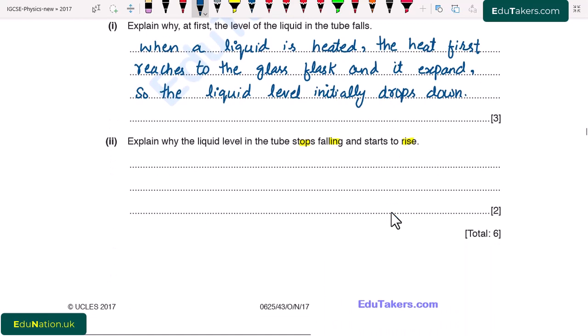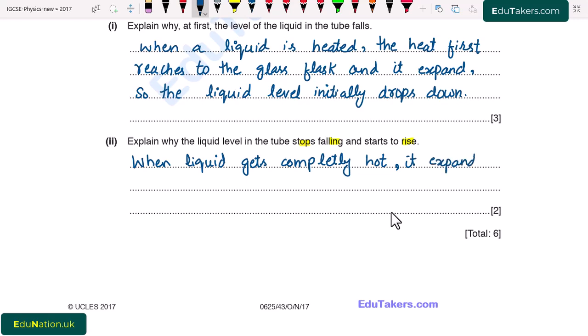I write here, when liquid gets completely hot, then it expands further and rises up. The liquid warms up and expands more.